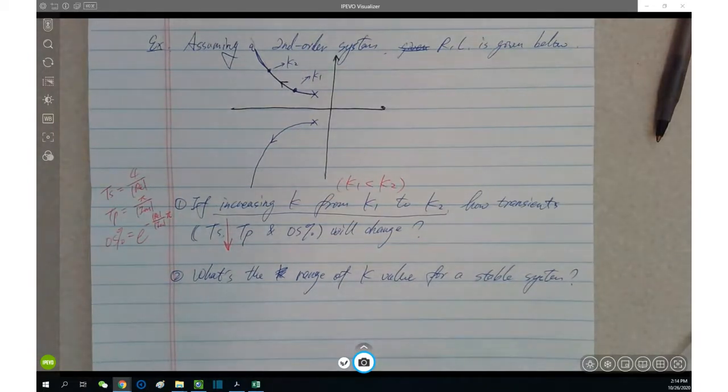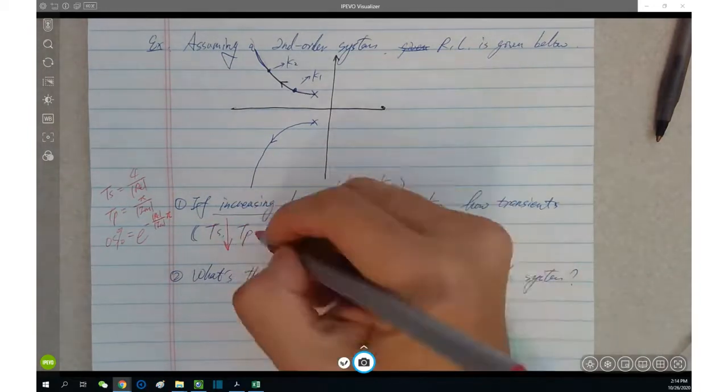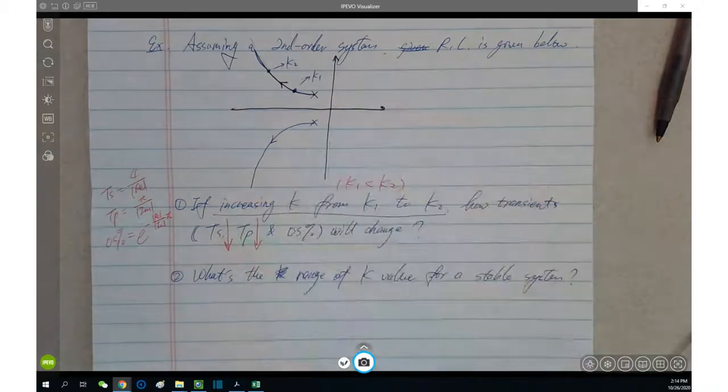How about TP? There we go. Decrease. Good. Both TS and TP decrease. Good. Right. Why is that?